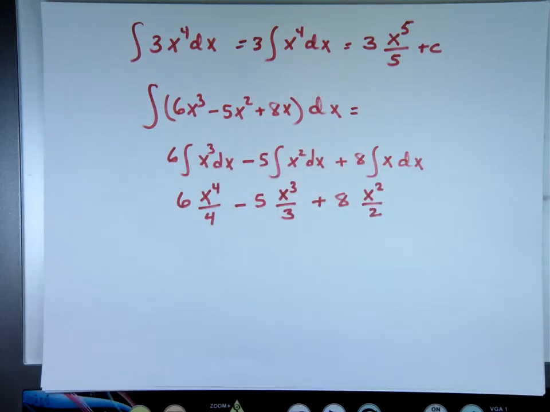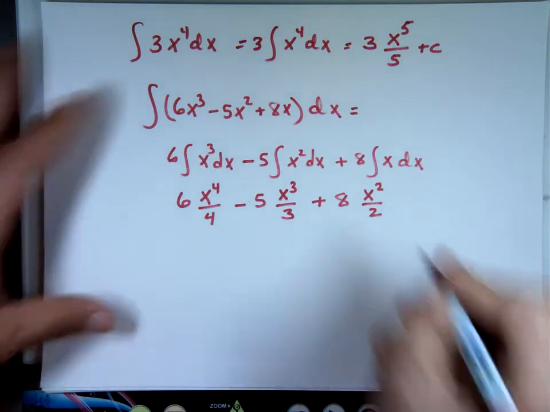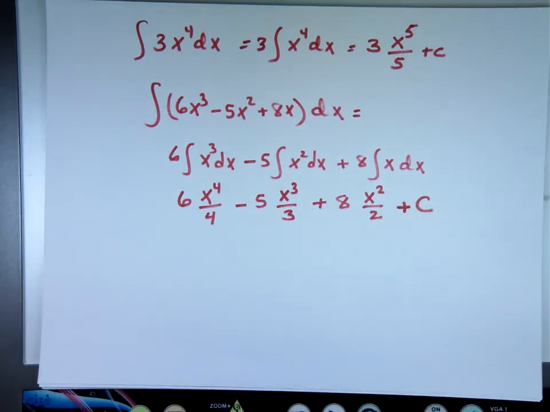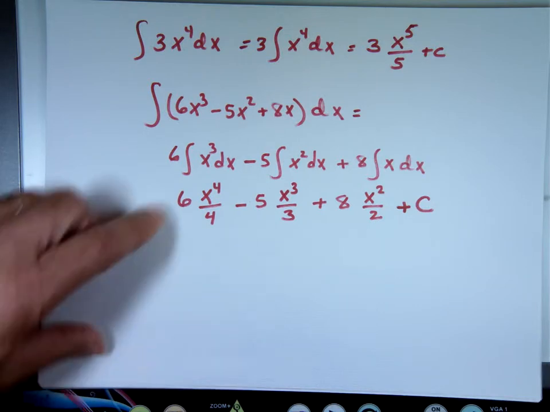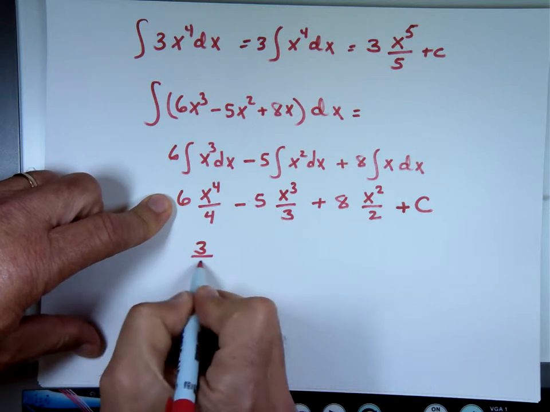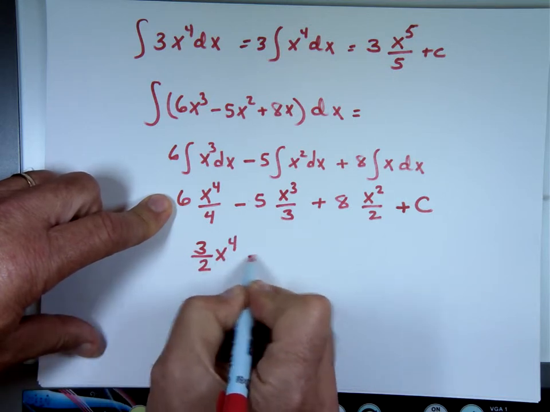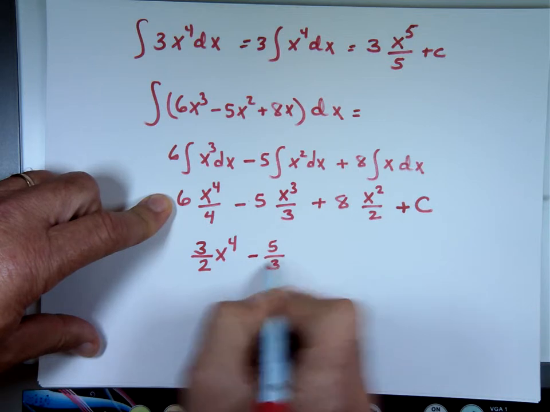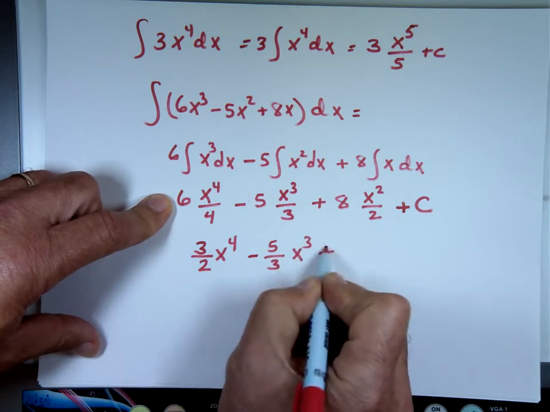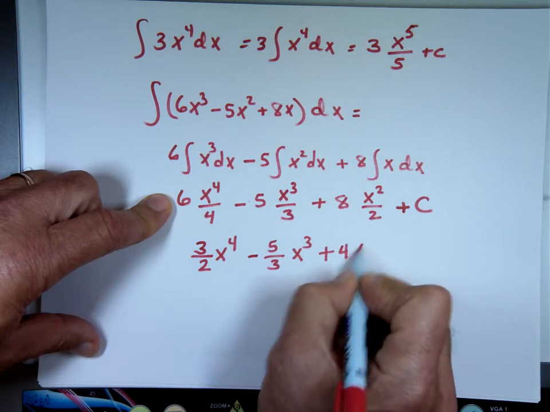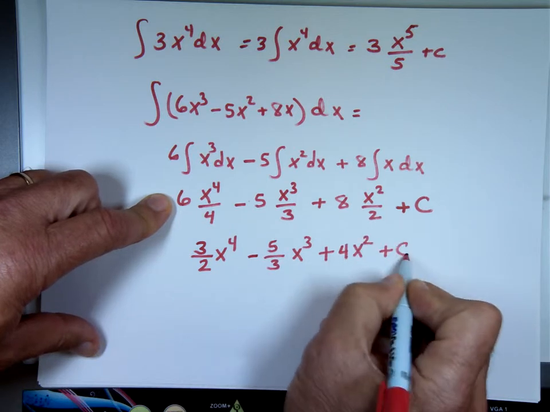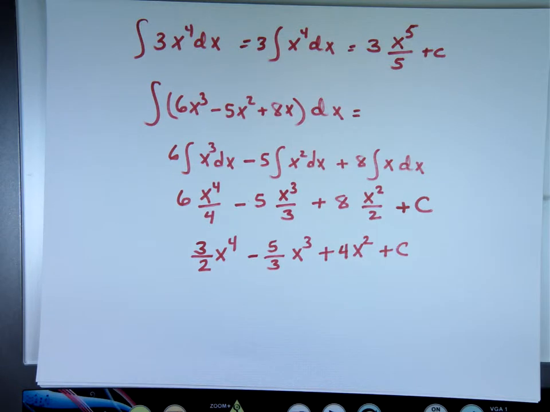that. What's a constant plus a constant plus a constant? Still a constant. So we just put one constant at the end, plus c. So we're not going to put one for each one, because 5 plus 7 plus 13, still a constant. So we just write 1c. So that's 3 over 2 if you simplify it, x to the fourth, minus 5 over 3, x to the third, plus, what's 8 divided by 2? 4x squared plus c. That's the answer to that.